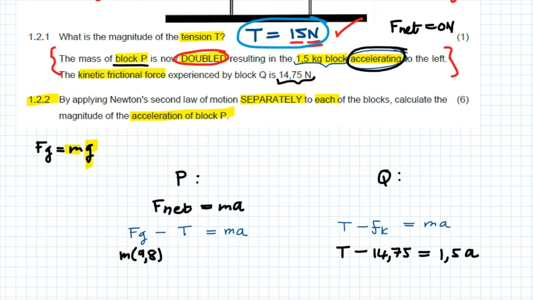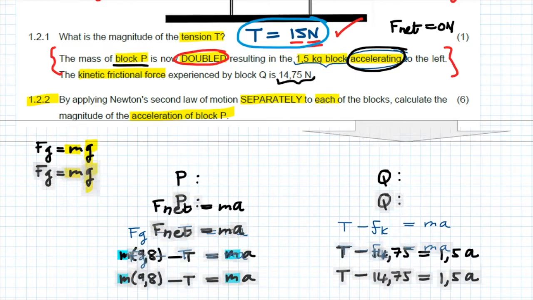We also unfortunately don't know the tension. Again, we don't know the mass and we don't know the acceleration. So here we have a problem. We have 3 unknowns and only 2 equations. Is there perhaps a way for us to calculate the mass of block P? Let's think about it nicely.